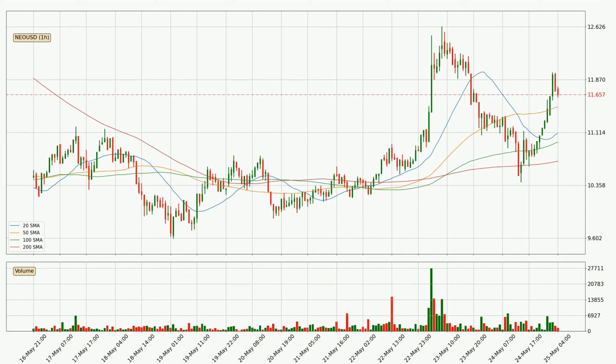Jumping to the simple moving average, or short SMA, we get it by adding the close prices for a certain amount of candles and then dividing it by the number of candles. We usually calculate the different SMAs by taking the last 20, 50, 100 and 200 candles.